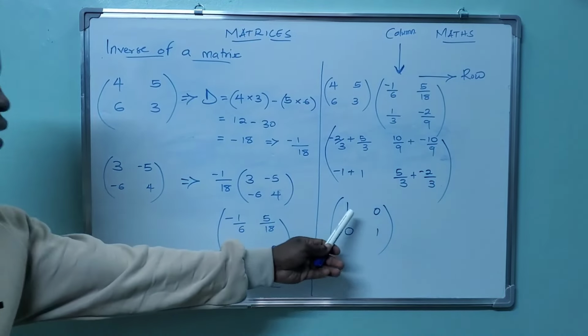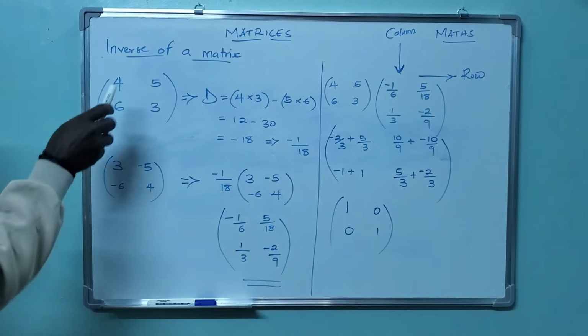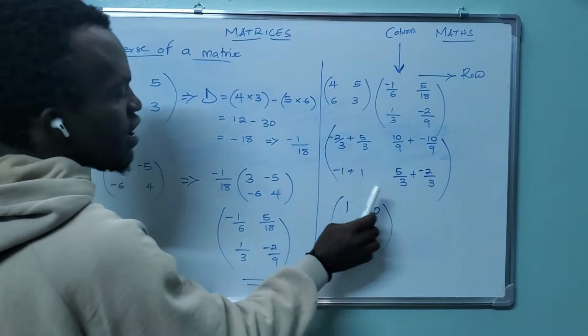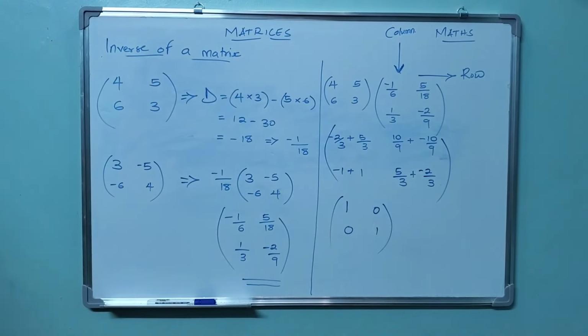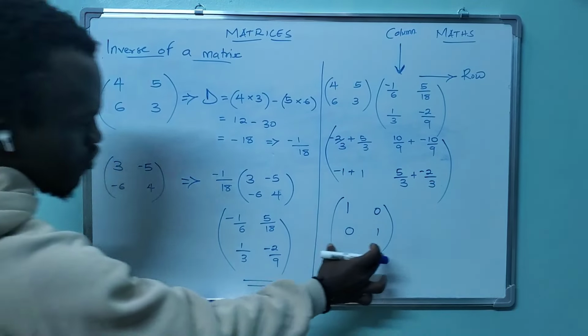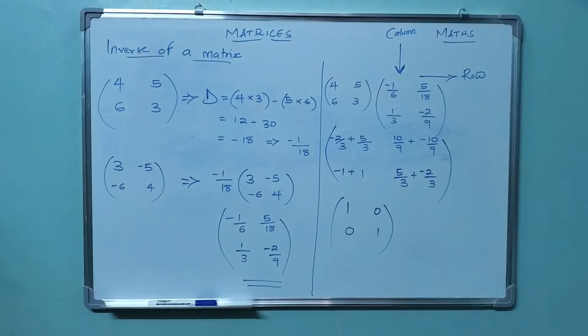So whenever you multiply a matrix and its inverse, the answer should always be 1, 0, 0, 1. That is always the answer. So whenever you realize that you're multiplying a matrix with its inverse, automatically know that the answer is going to be 1, 0, 0, 1. So don't really bother about doing a lot there. So that is how we get the inverse of a matrix.